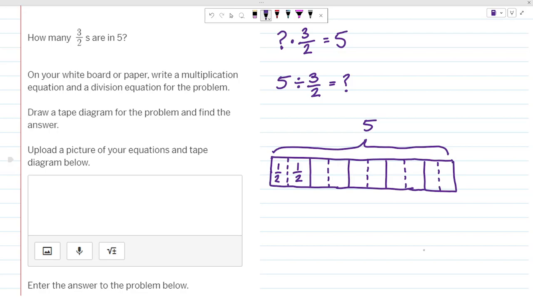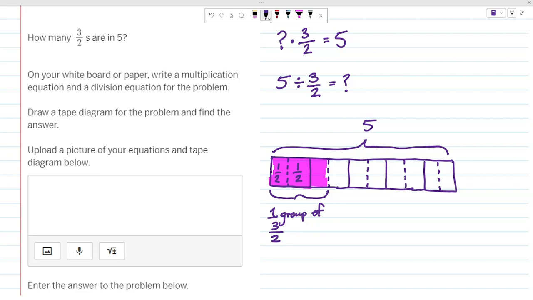So next we want to see how many groups of 3 halves are in 5. So let's start looking at groups of 3 halves in our diagram. So I'll highlight the first one. This is one group of 3 halves. And on your whiteboard, you could put it in braces like this. So this would be one group of 3 halves.